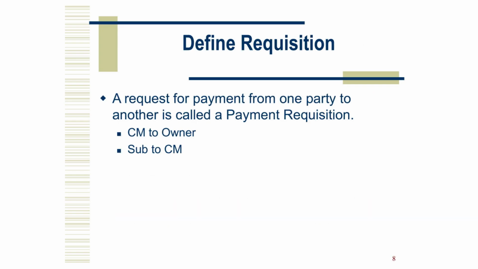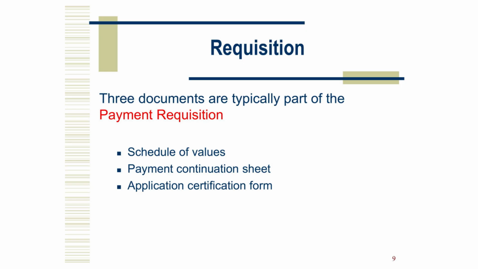A requisition is a formal request for payment. Subs requisition to the CM or GC. The CM or GC requisitions to the owner. Same idea, different audience. A complete payment application usually includes three things: the schedule of values, the continuation sheet, the application and certificate for payment.